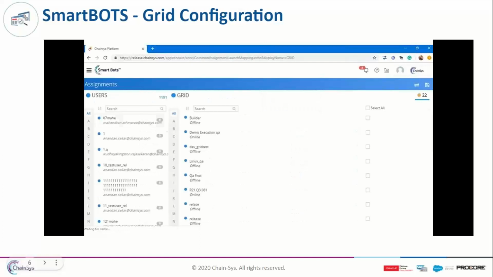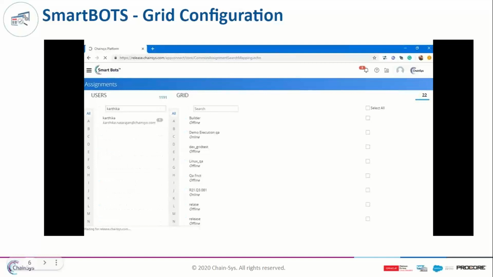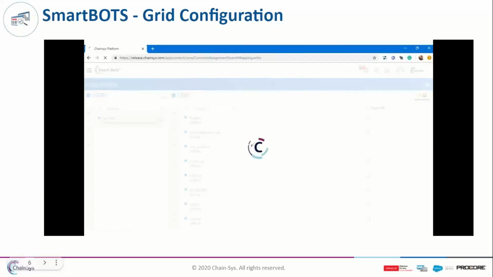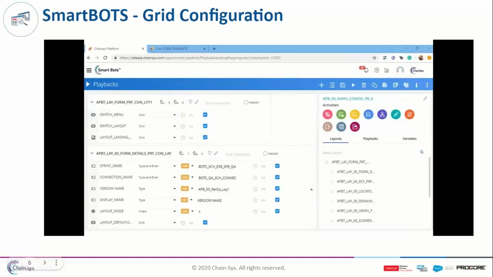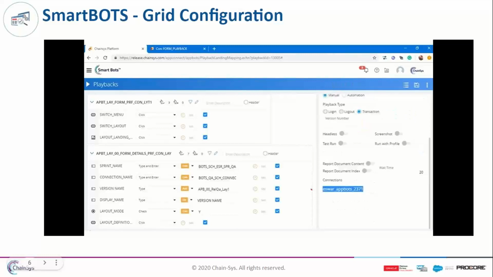So now we have created the VM, and the next step is we are going to assign that VM to the user. So we are searching for a user who is going to use that VM now, and we are going to search for the VM which is added into the grid. So that is a sample VM. So we are searching it, and we are going to assign it now. So we have selected it. So now we did the assignment of the VM to the particular user. So if that particular user is going to execute any bot, it will get executed on that VM itself.